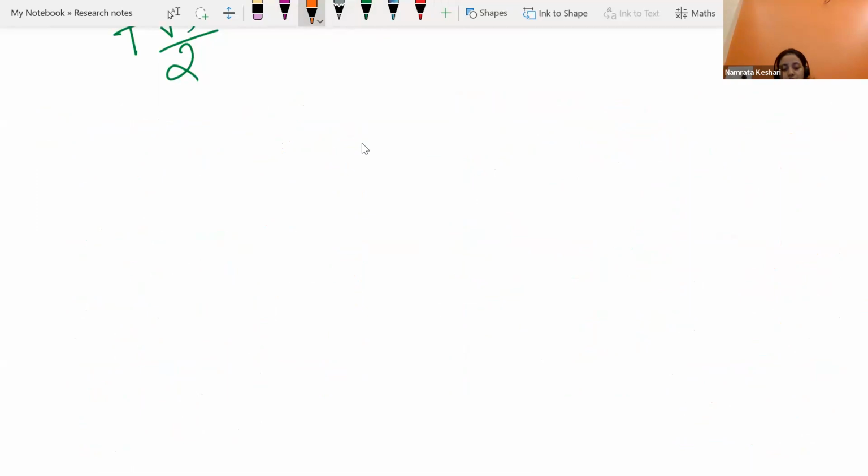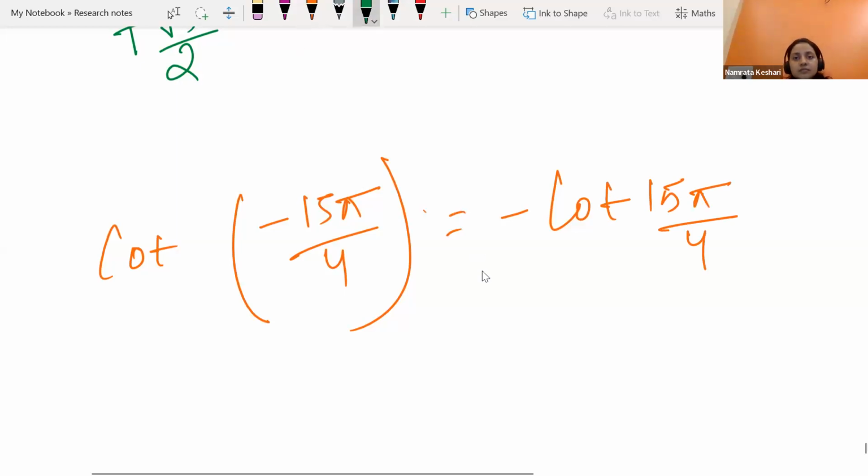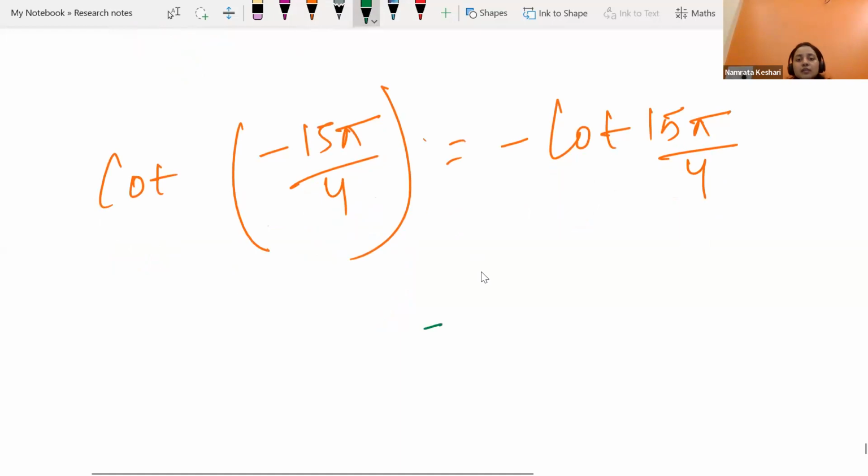Now the last question. Cot of minus 15π/4. Cot of minus theta is minus cot theta. So minus cot. Now 15π/4. Let's do the division.